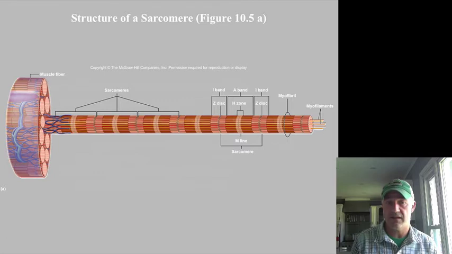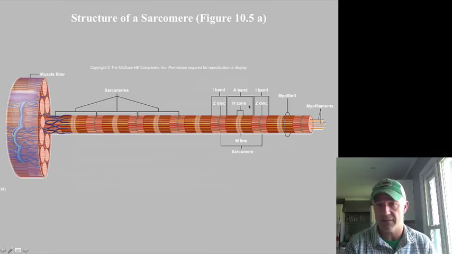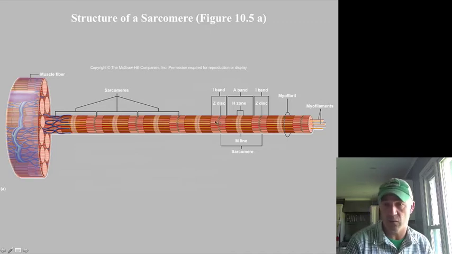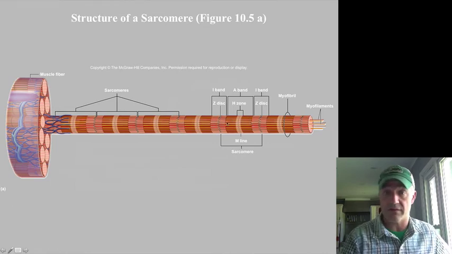So you can kind of see it here now. Here would be one sarcomere, right from here to here, another sarcomere from there to there, another sarcomere from there to there. So you can see each part of these: I band, A band, I band. The I band is kind of the end of one sarcomere and the beginning of the next. The A band is that area where those thick filaments are.